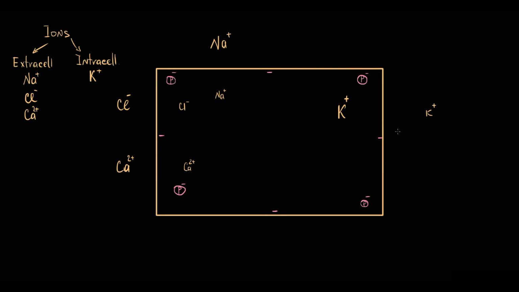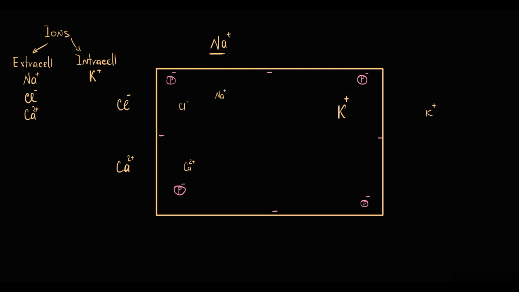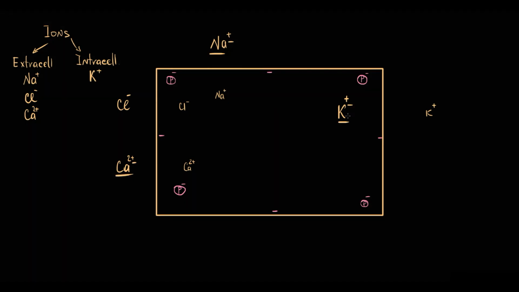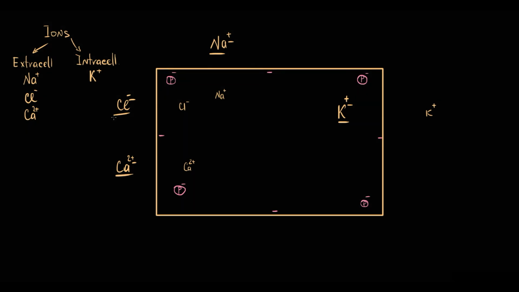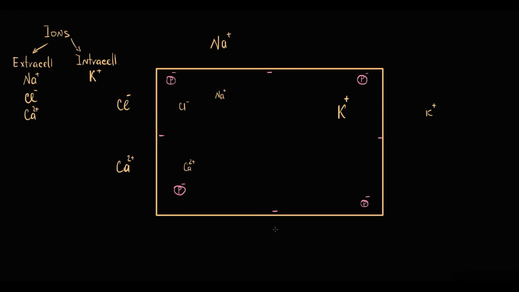And ions also have charges. Sodium, calcium, and potassium are positively charged ions, and chloride is negatively charged. And this distribution of positively and negatively charged ions creates positive charge on the outer surface of the cellular membrane and negative charge on the inner surface of the cellular membrane. And this difference in charges creates the so-called membrane potential.